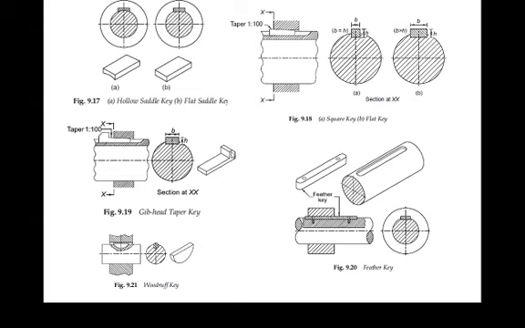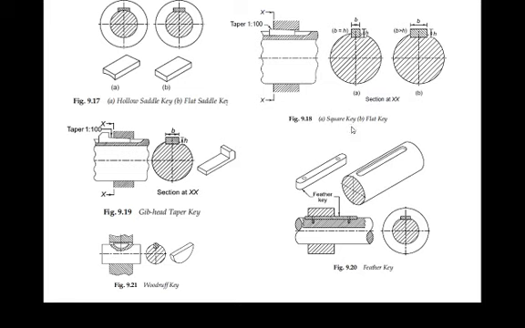This is a gib head key. Then the next one is a Woodruff key. Now, a Woodruff key is a special type of key. It is semicircular in section. Some part will be available in the shaft, and it will be a perfect arrangement.